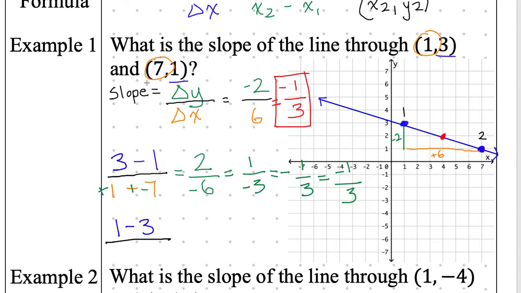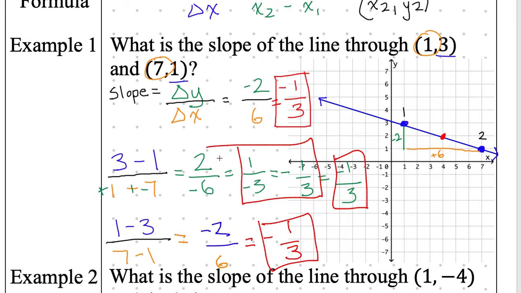So I come back here and I say, well, I have to do the second point minus the first point, so 7 minus 1. Notice that I switch the 3 and the 1, which means I also have to switch the 1 and the 7. And then from there, I solve again, and I say the top is going to be negative 2. The bottom is going to be 6. Negative 2 divided by 6 reduces to negative 1 over 3. I'm getting the same answer, negative 1/3. The answer is negative 1/3. There are so many different ways to get there.